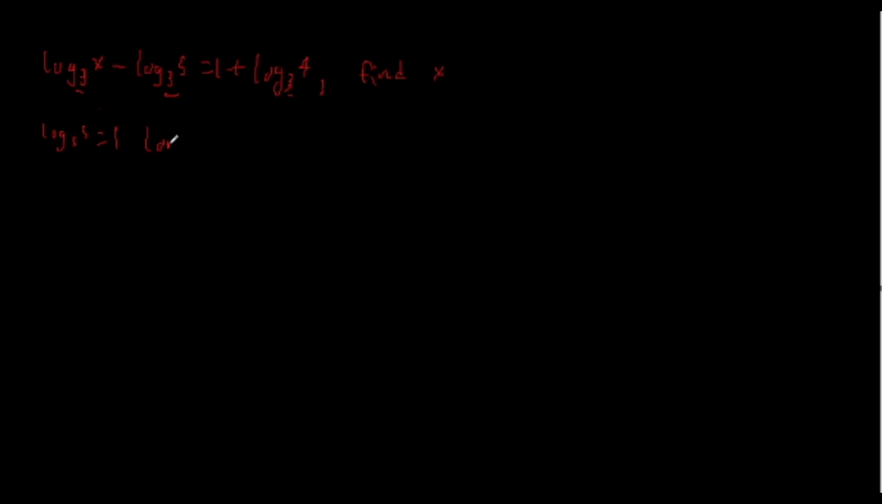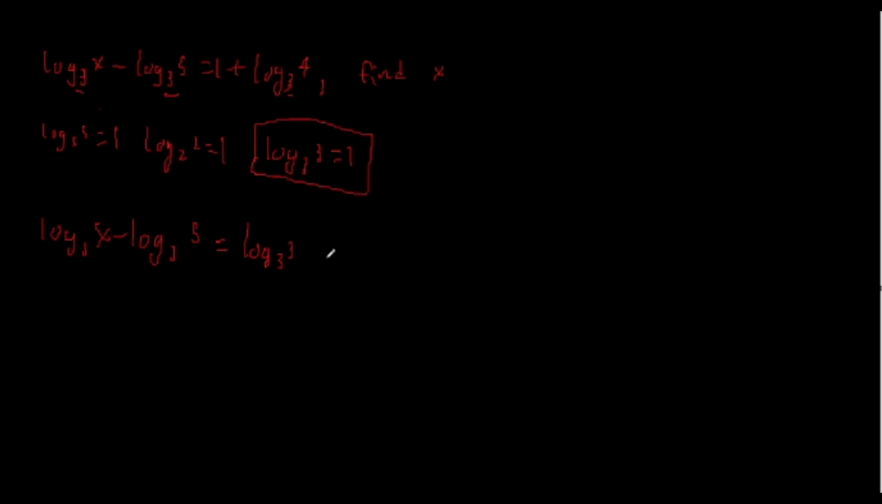And log base 2 of 2 is equal to 1. So that means that log base 3 of 3 is equal to 1. Now this is very important because we can plug in log base 3 of 3 for the 1 right there, and so then all of our bases will be the exact same. So let's do that. If we plug in the log base 3 of 3, we're going to get log base 3 of x minus log base 3 of 5 equals log base 3 of 3 plus log base 3 of 4.